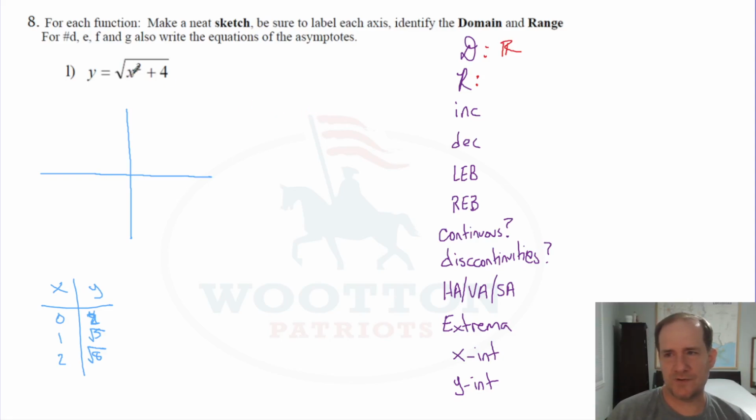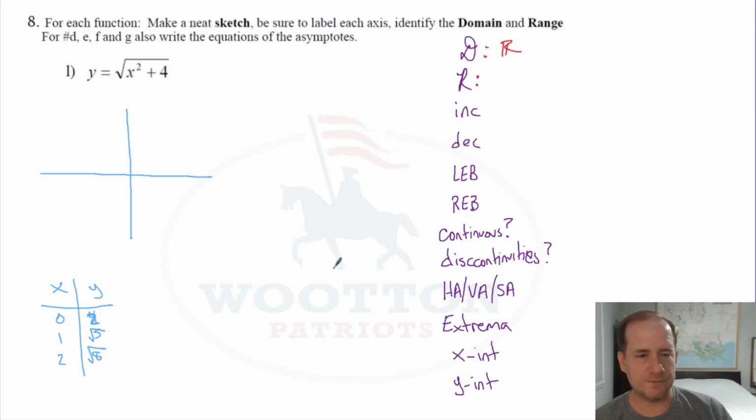In fact, the smallest thing we would ever get is 2 if we let x be 0. And then everything else is going to be bigger than that. So how's this look? I really want to know how this looks, but I can't picture it. So I'm going to go graph it.